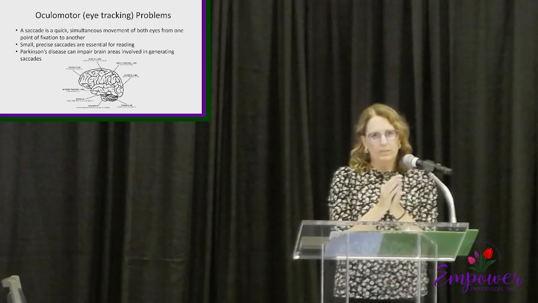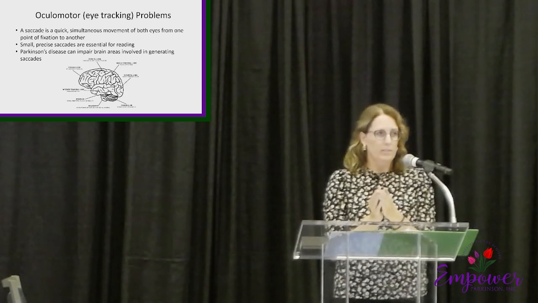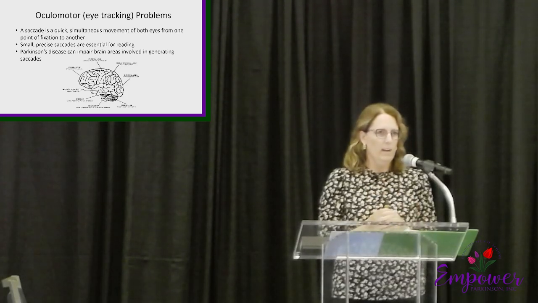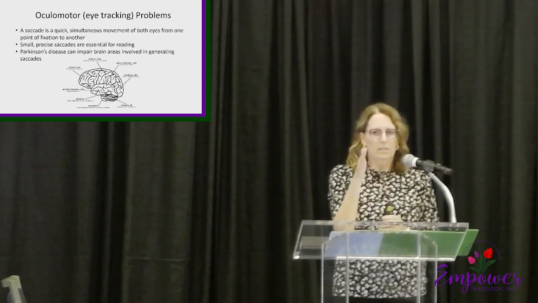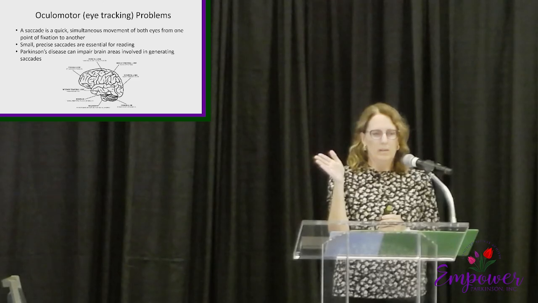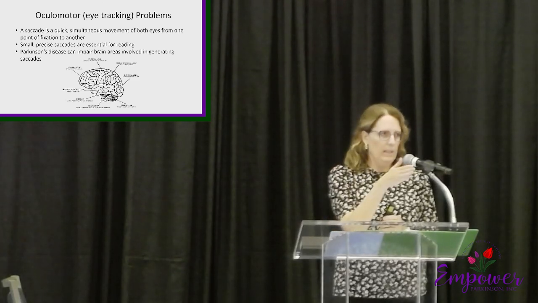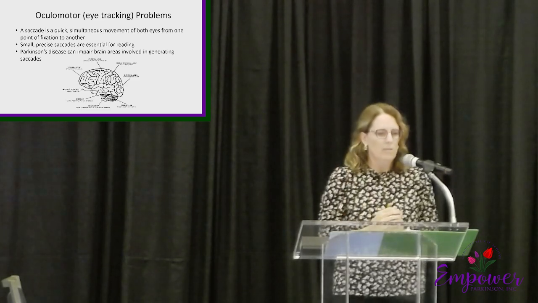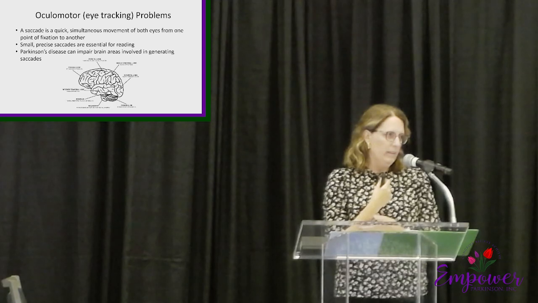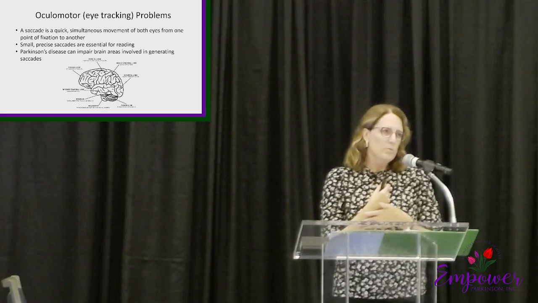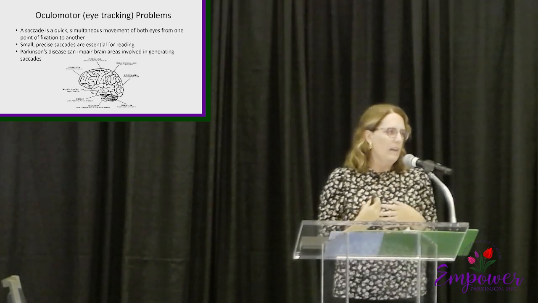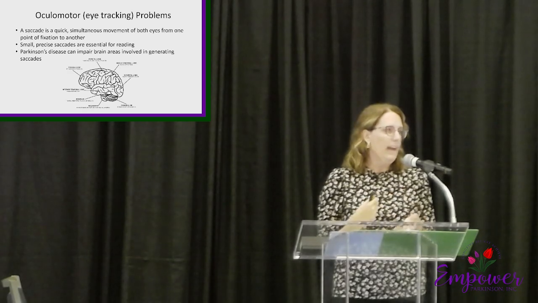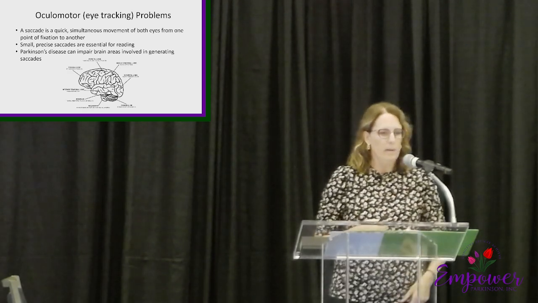Very small, precise saccades are required for reading. So when we read, our eyes are moving across each line. When we get to the end, they have to make a very precise movement back to the beginning of the next line and continue along on the next line. So those eye movements are very important for reading. Sometimes with Parkinson's, the initiation of those eye movements can be impaired, or the accuracy of those movements can be impaired.